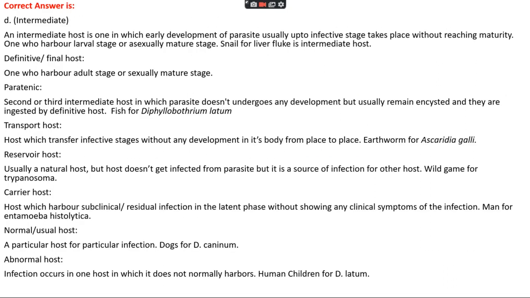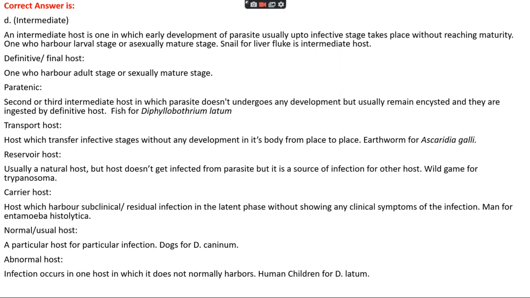Okay. An intermediate host is that host in which early development of parasites, usually up to infective stage, takes place without reaching maturity, because the adult form will be formed in case of the definitive host. An intermediate host is actually that host which mainly harbors the larval stage or asexually mature stage. For example, for liver fluke, snail is an intermediate host. Another is that definitive or final host is that host which harbors the adult and sexually mature stage.